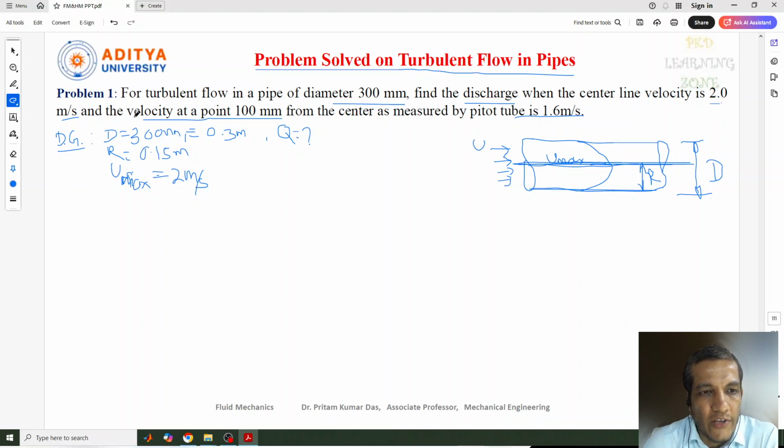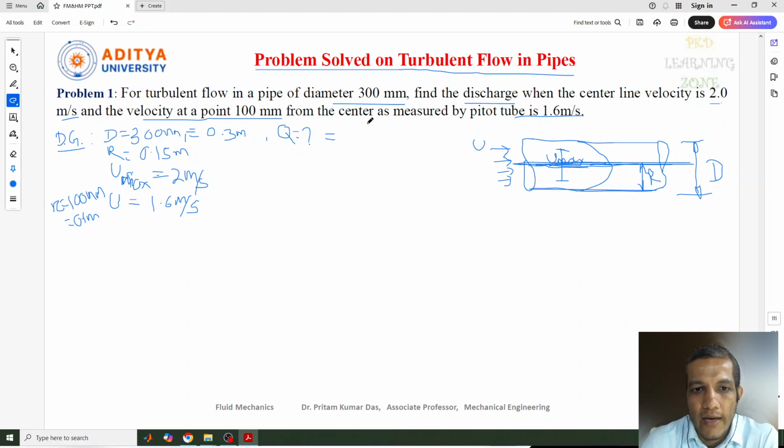Now the velocity at a point 100 millimeter from the center. So this is the center, and from here 100 millimeter, you can take it to this side, any 100 millimeter from the center point, and at that point the velocity is given as 1.6 meter per second. So the velocity at radius r equal to 100 millimeter, that is 0.1 meter, is 1.6 meter per second. These are the data given in this question. We need to find out the discharge.